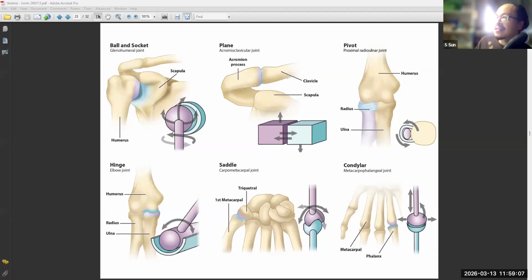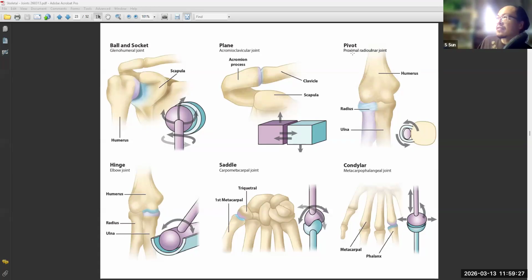With this one, the example is the scapula again. Here, the scapula has two processes. Here is the acromion process, and that attaches to the clavicle. And so with this joint, it allows you to have sliding, right? So right here, plane.